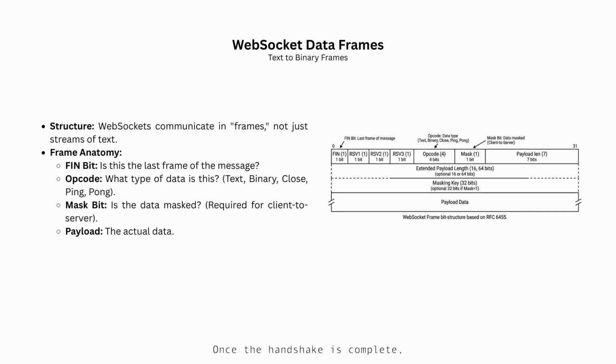Once the handshake is complete, we are not sending ASCII text anymore. We are sending binary frames. Every piece of data has a specific structure defined in RFC 6555. Let me break it down for you.